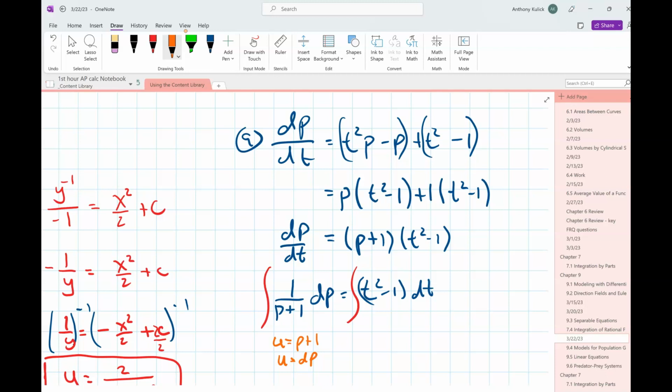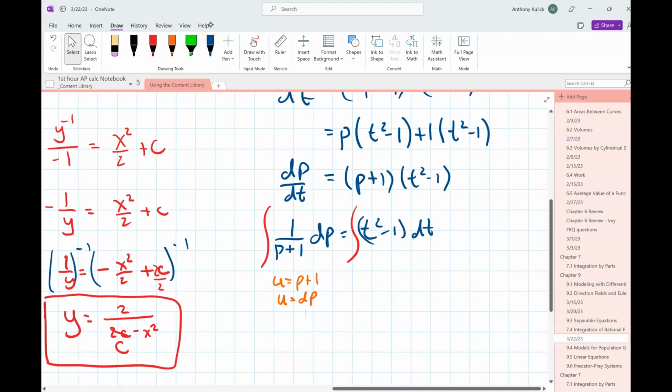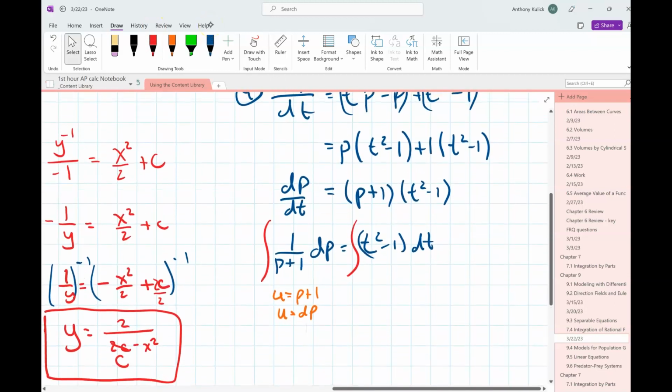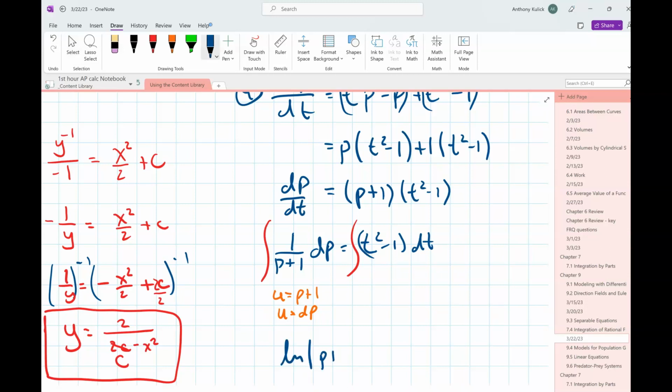It's okay. That would be the question you're asking, but you saw it before you finished, so you're good. So we have the natural log of p plus 1, or absolute value p plus 1. And here, I can integrate term by term. So it's going to be t cubed over 3 minus t plus c.